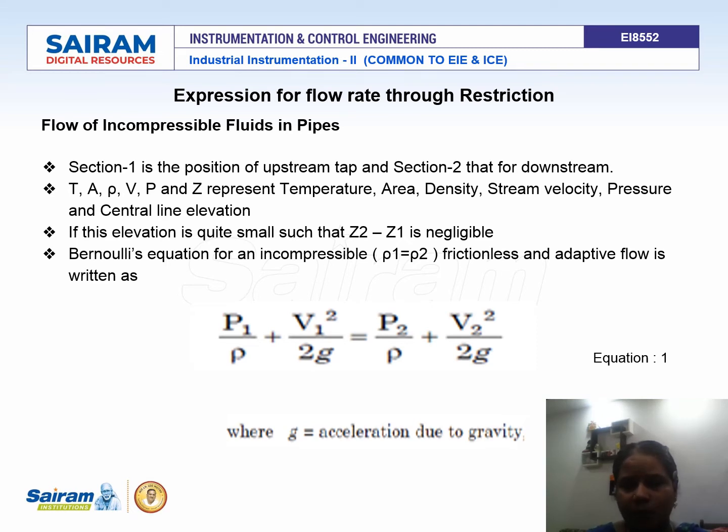So according to Bernoulli's equation for an incompressible liquid, the density on both sides will be equal, that is rho 1 is equal to rho 2. For frictionless, adiabatic flow it is represented as P1 by rho plus V1 square divided by 2g equal to P2 by rho plus V2 square by 2g, as indicated by equation 1. Here g, as we very well know, is the acceleration due to gravity. So this is the basic equation from which we are going to derive the remaining ones.